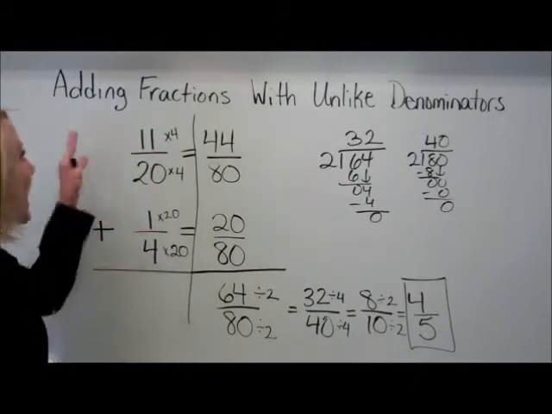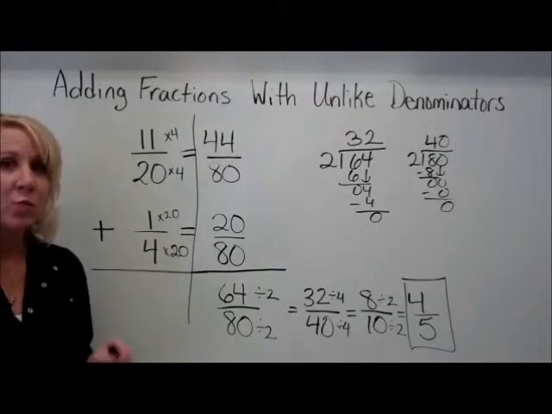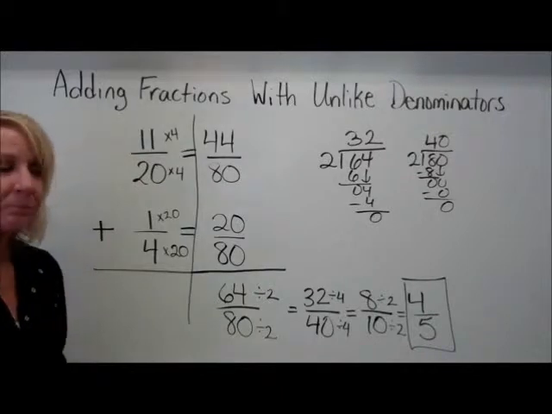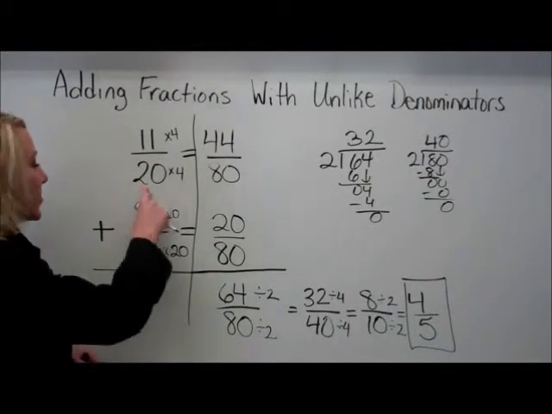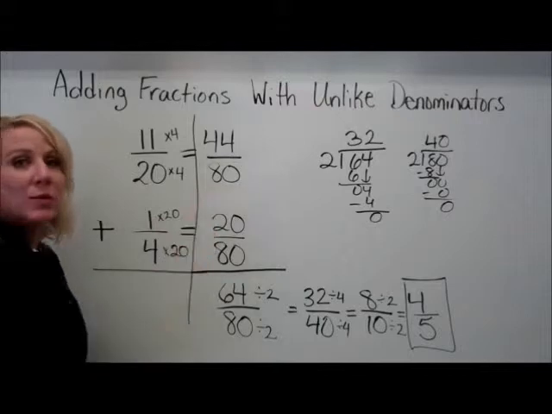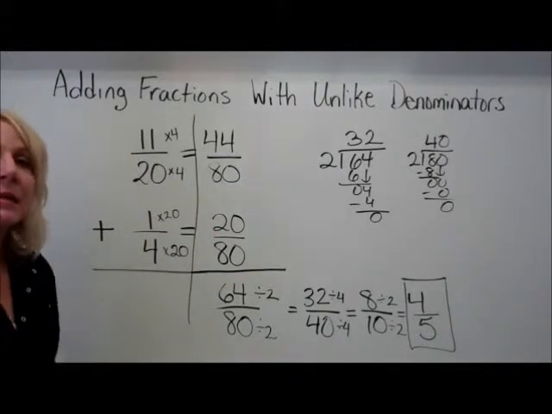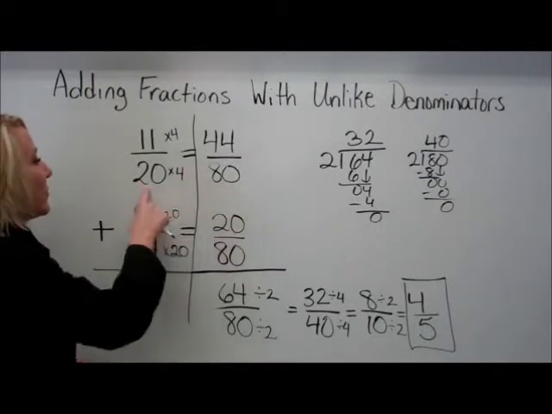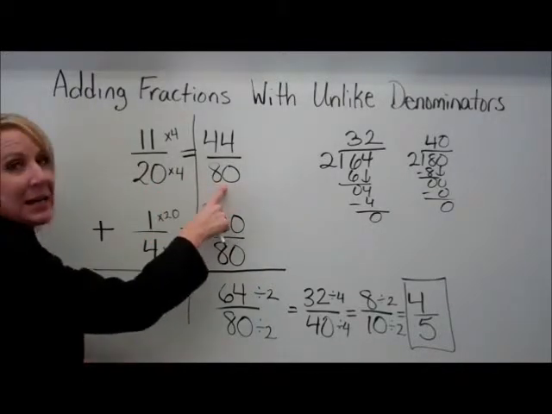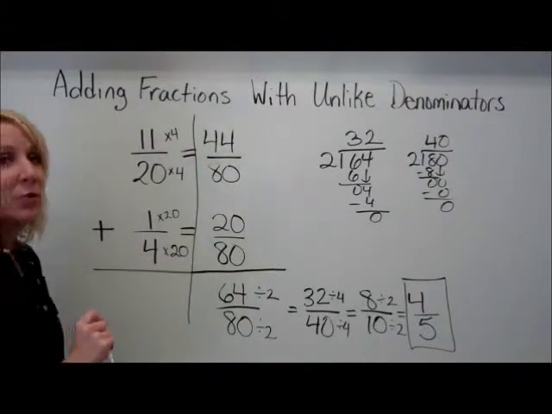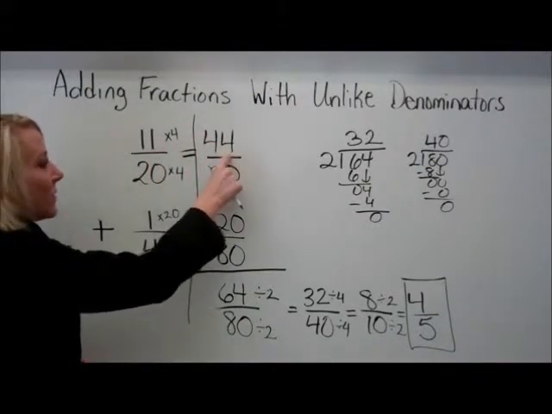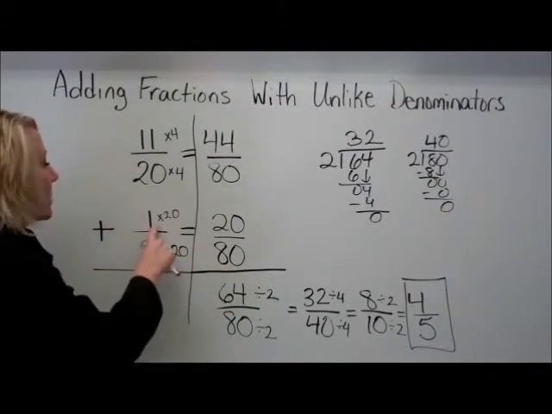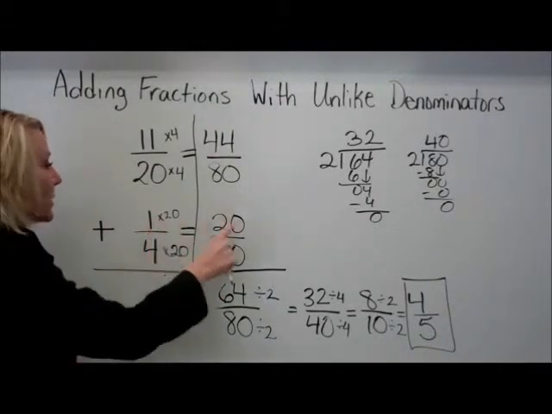So again, to add fractions with unlike denominators, one strategy is to multiply the denominators that you're given. We found that when we multiply 20 times 4, we get 80. We use that as our common denominator. The next step is to create equivalent fractions. You figure out 20 times 4 gave us 80, so we do the same operation to our numerator. 11 times 4 is 44. You do the same thing here. 4 times 20 gave us 80, so we do the same operation here. 1 times 20 is 20.